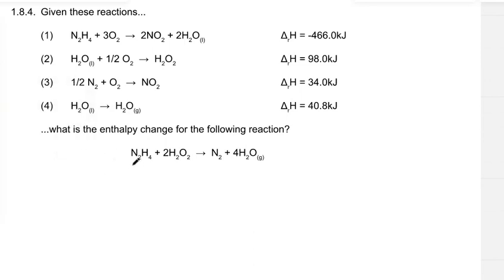So, we need N2H4, 1 mole of it on the left side, and reaction 1 is lovely. It gives us exactly that. So we're going to take reaction 1 as is, which gives us N2H4 and 3 oxygens. That makes 2 NO2s.